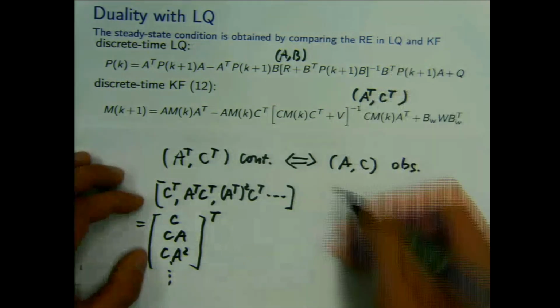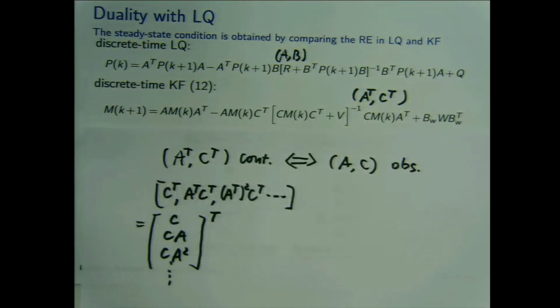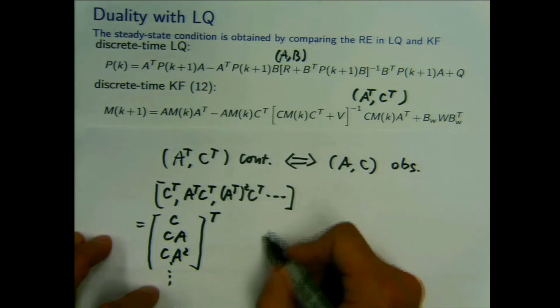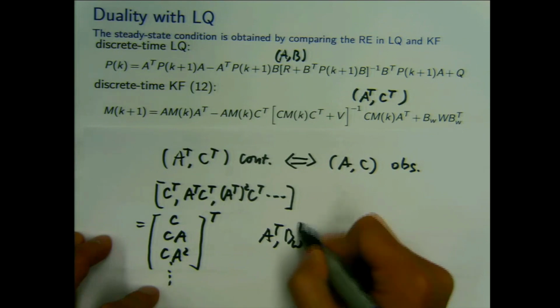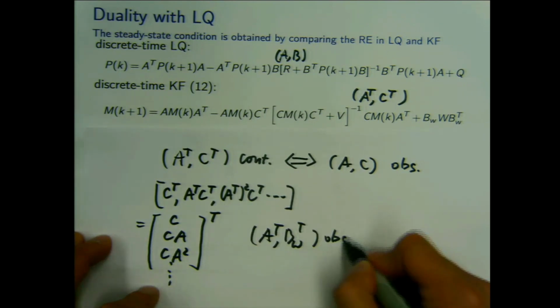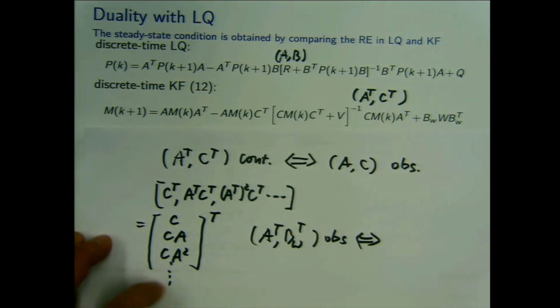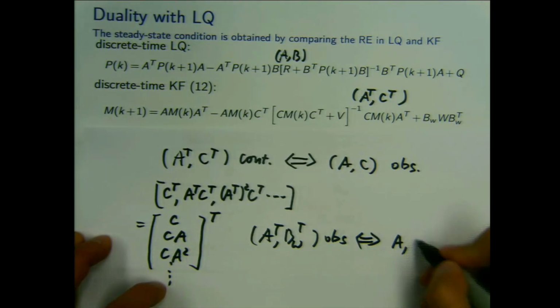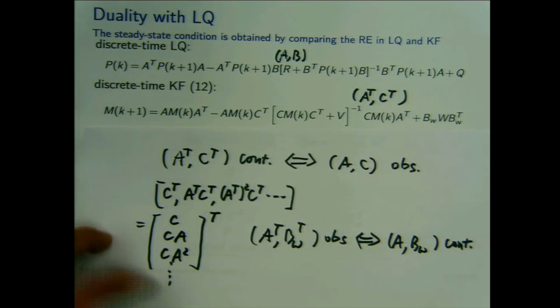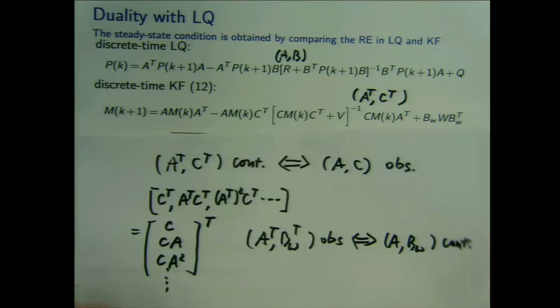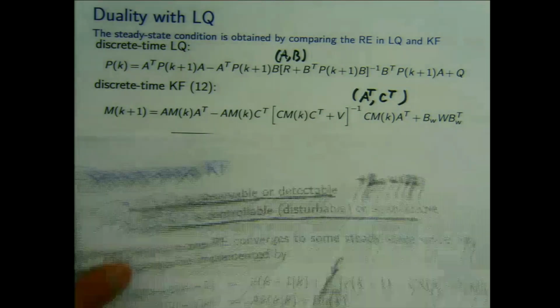So similarly, if I ask you, what about A transpose, B_W transpose being observable? Then it's equivalent to say A, B_W is controllable. Okay? Keep this in mind. Then we can come back here.